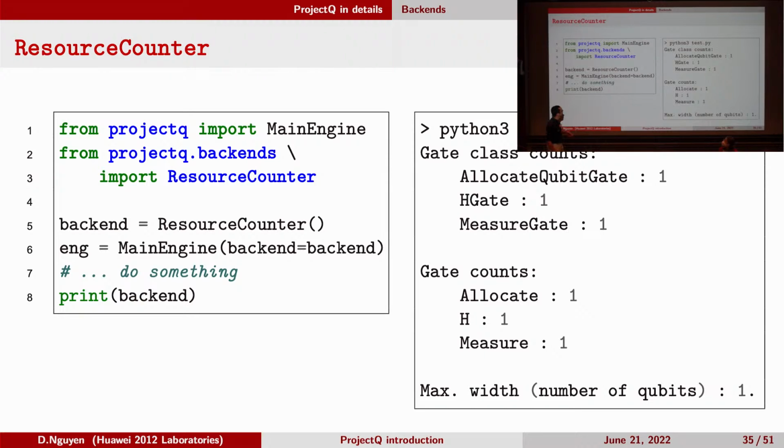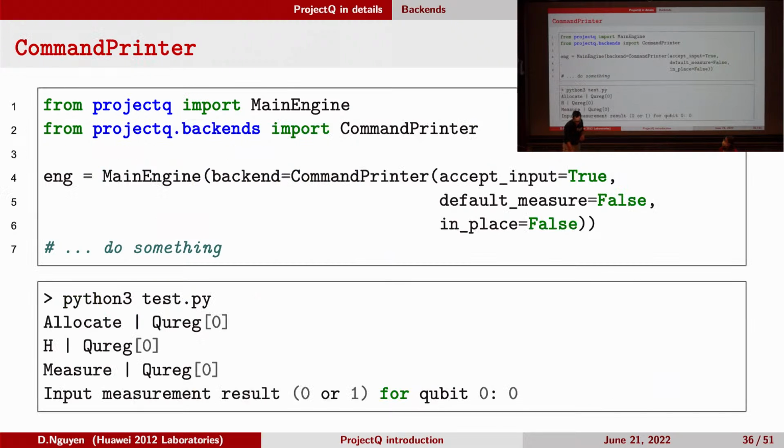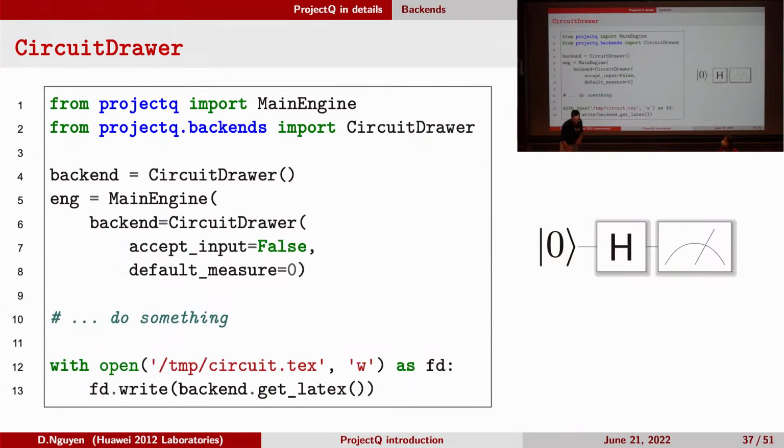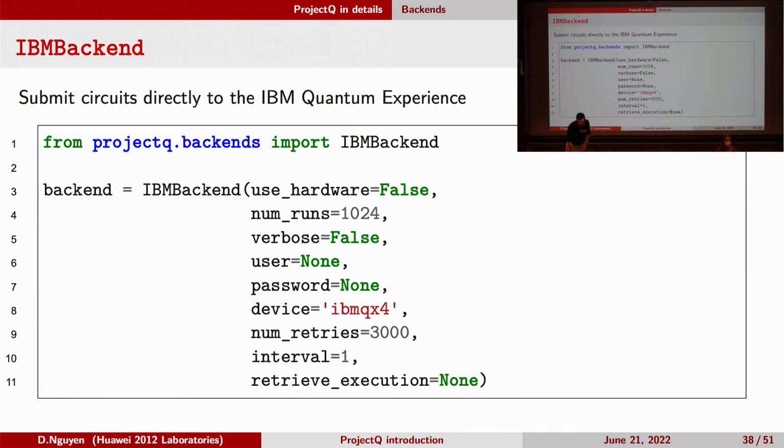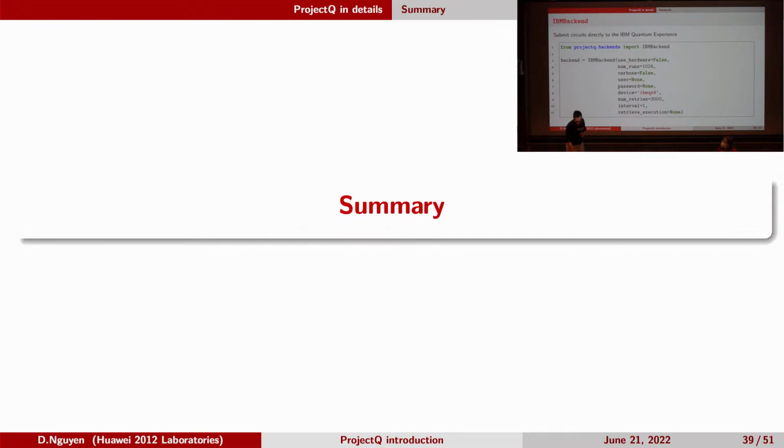This is just a few slides showing examples of how they work. Basically, the resource counter just prints out whatever you gave it as an input and shows you statistics about your quantum circuit. Command printer just prints out the actual commands. Circuit drawer draws in LaTeX. The matplotlib obviously uses matplotlib. And IBM allows you to run your code on the IBM Quantum Experience.